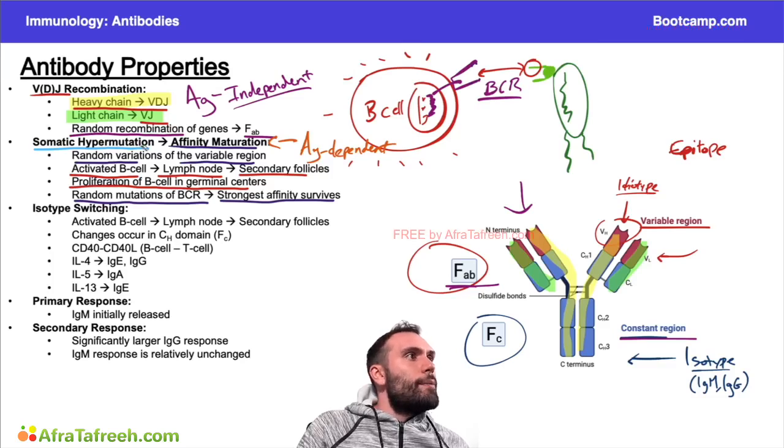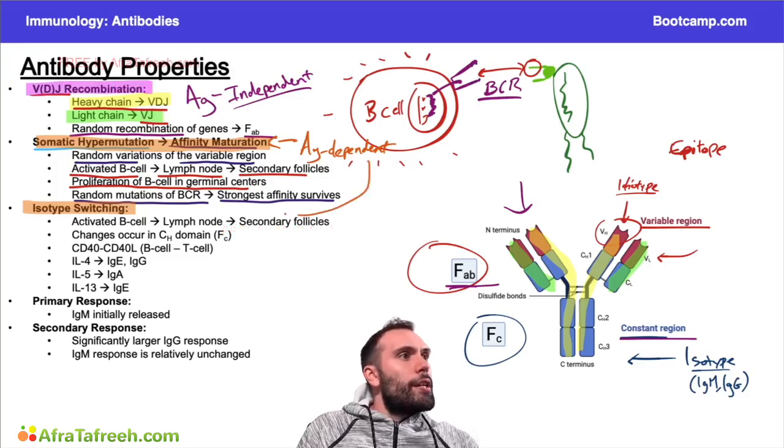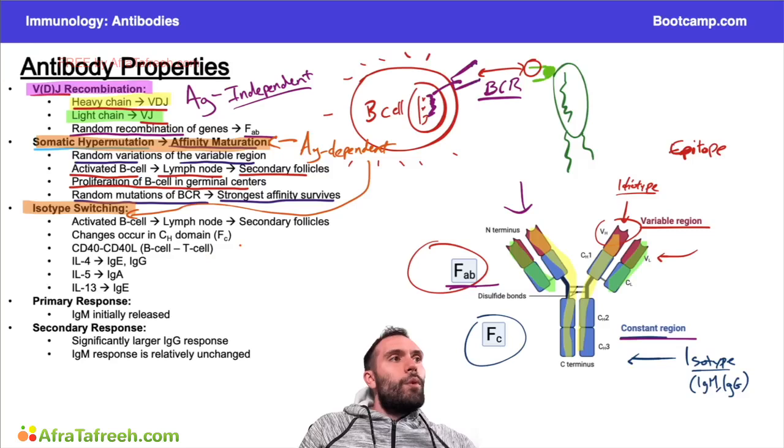So somatic hypermutation, affinity maturation, here let's highlight these. These are going to be antigen dependent. Okay, isotype switching is as well, which I'll talk about in a minute. And then VDJ recombination, that's antigen independent. Now, why is isotype switching antigen dependent? Well, you can put the pieces together based on what we've already talked about.